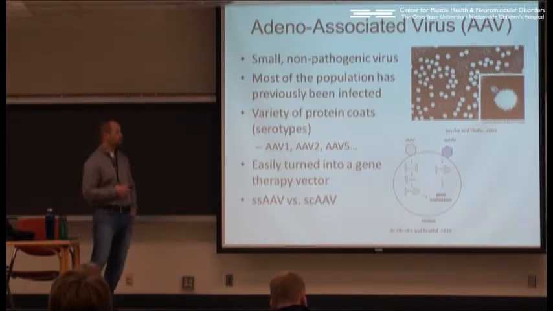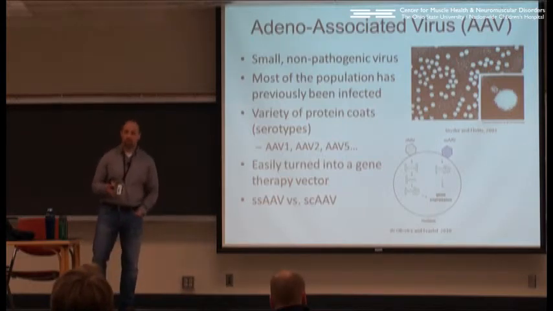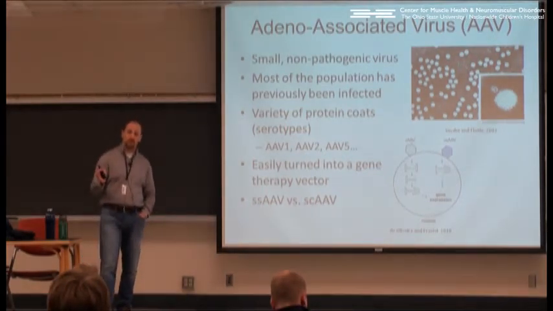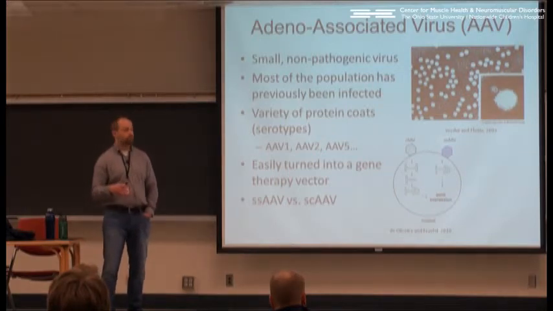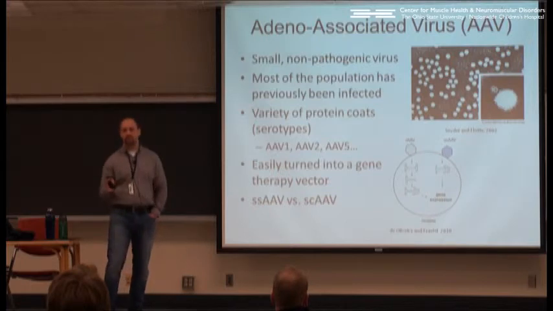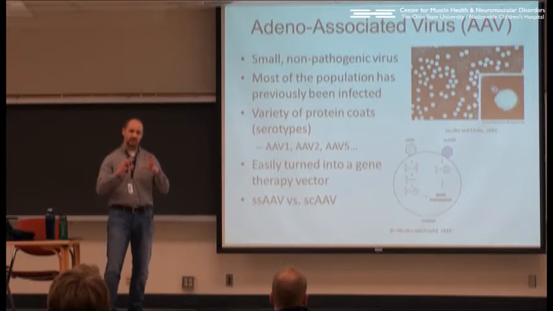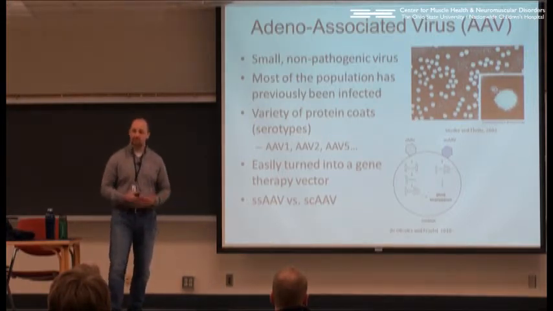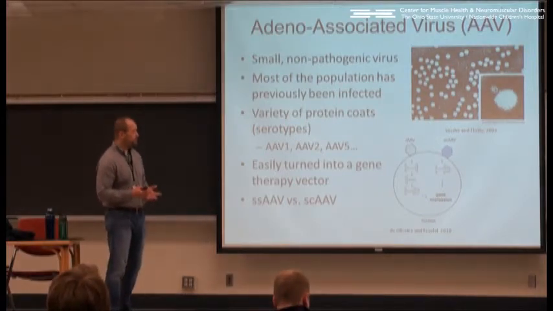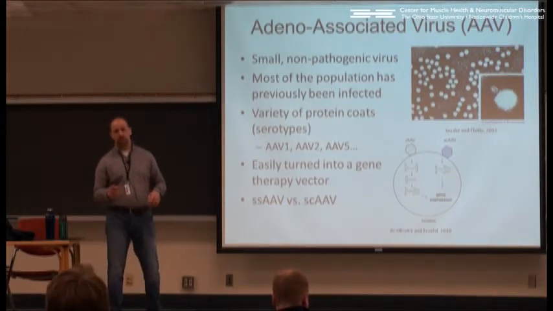AAV vectors. AAV is a small non-pathogenic virus. 80% of the population is already seropositive for it. It doesn't cause a disease. There are over 150 isolates for different varieties of AAV. What this means is they've got a different protein code, so they're using different receptors, they've got different tissue tropisms. But their biology is pretty simple. They're easily turned into a gene therapy vector.